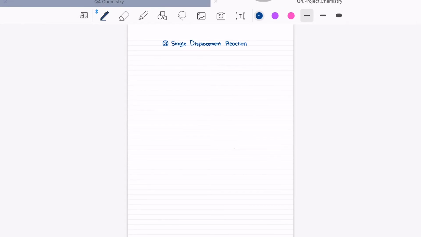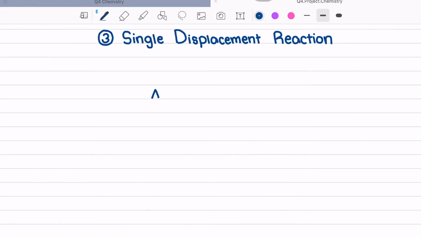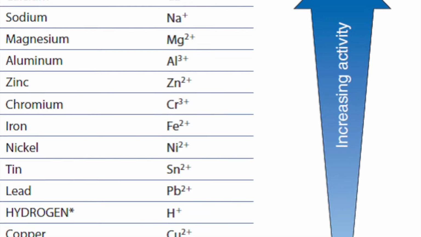Next reaction is single displacement reaction. In this reaction, one element replaces a similar element in a compound. It is also known as replacement reaction. In this reaction, there are 2 possible formulas. First one is A plus BX results in AX plus B. And another one is Y plus BX results in BY plus X. So in this reaction, the ability of A replacing B or Y replacing X is dependent on the activity series.